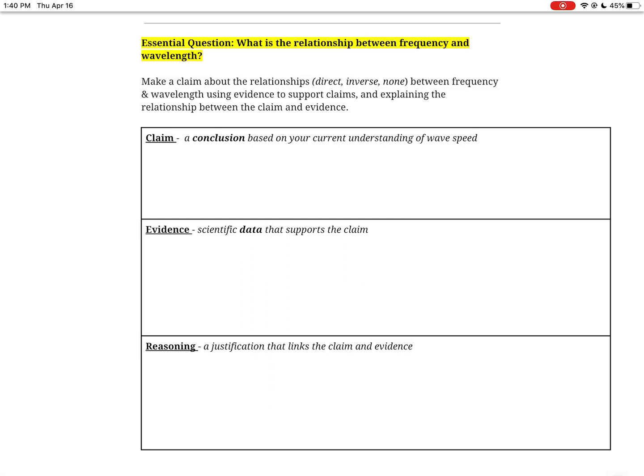Your reasoning is also a chance to demonstrate to me what you understand. So remember that this is your discussion where you are proving to me that you understand how these variables relate to each other, how these variables affect each other.